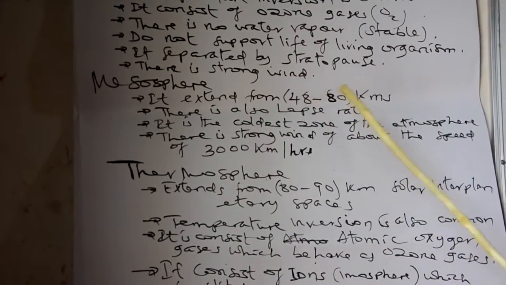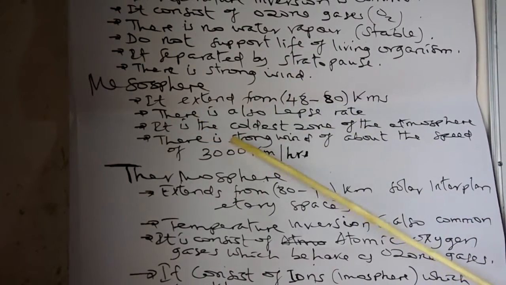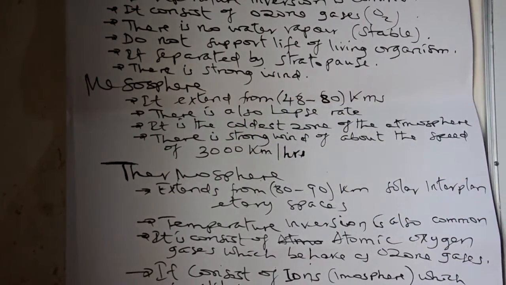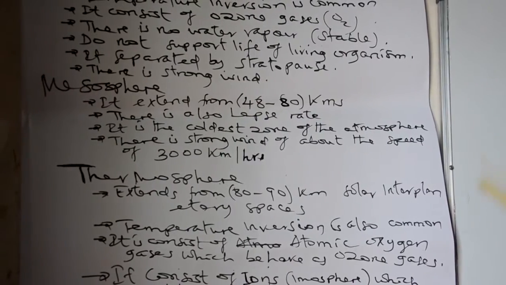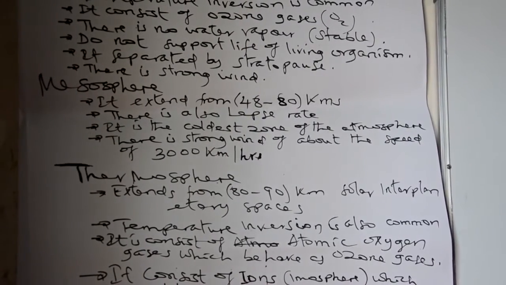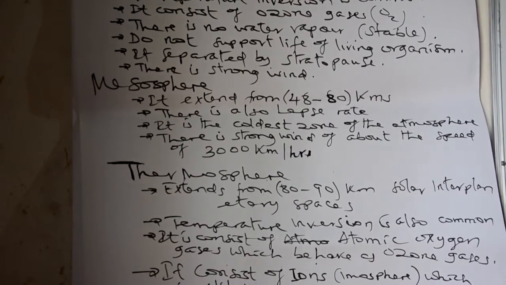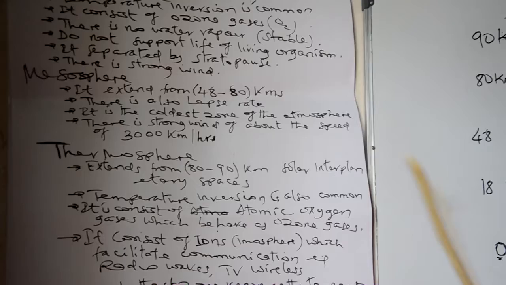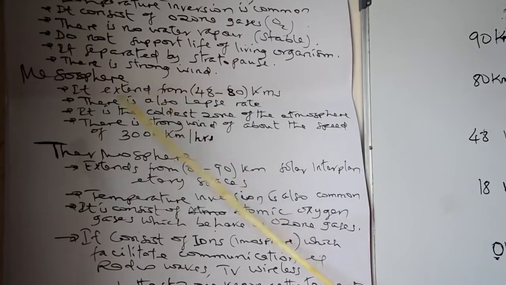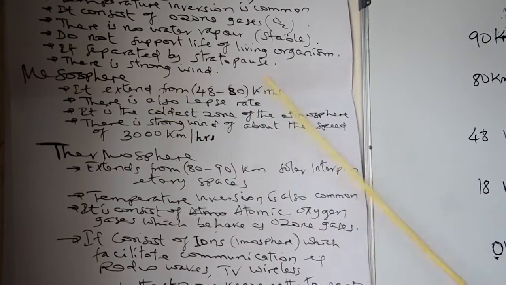The first characteristic is that it extends from 48 up to 80 kilometers above sea level, as I told you. From 48 up to 80 kilometers above sea level, this is the zone, or the layer, of the mesosphere. Another characteristic of this layer is that there is a lapse rate.